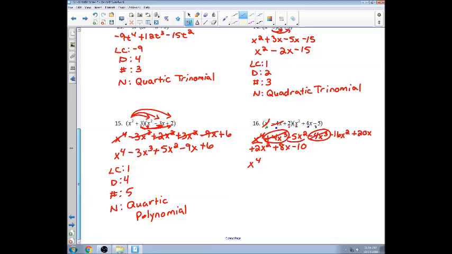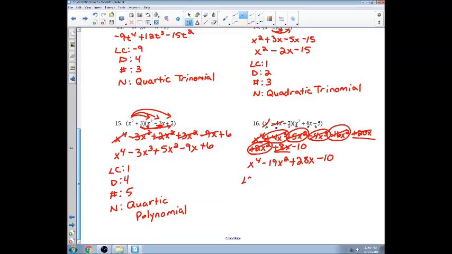Now I have a negative 5x squared, a negative 16x squared, and a positive 2x squared. Well, negative 5 minus 16 would be negative 21. Negative 21 plus 2 would get me negative 19x squared. Okay? Then I have positive 20x and positive 8x. Those would combine to get me positive 28x. Then I have a negative 10.